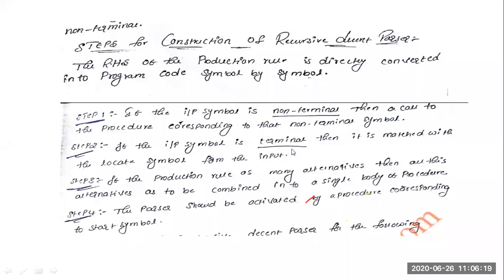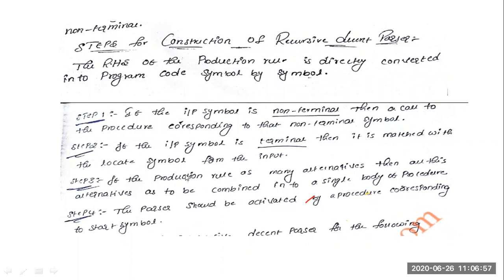Clear? If the input symbol is terminal, it is matched with the look-ahead symbol from the input. We will understand more clearly with an example. I am just reading the statements, no need to confuse. If the input symbol is non-terminal, then we make a call to the procedure corresponding to the non-terminal symbol. If the input symbol is terminal, then it is matched with the given input string.